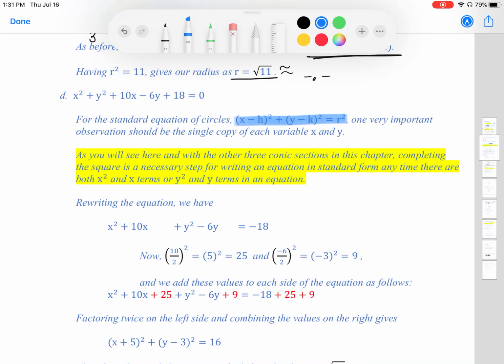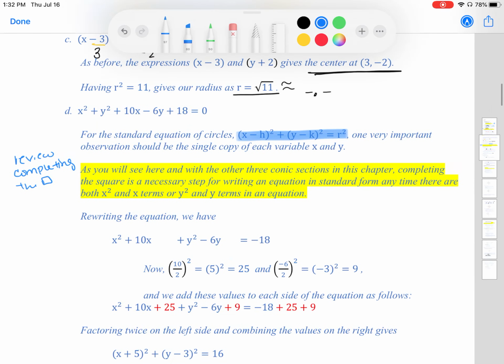in standard form, anytime there are both x squares and x's, or y squares and y's in terms of the equation. So in this page for this section, I didn't include a review for completing the square. Make sure you go over it if you feel like that's something you might have forgotten or would like to refresh your memory on.